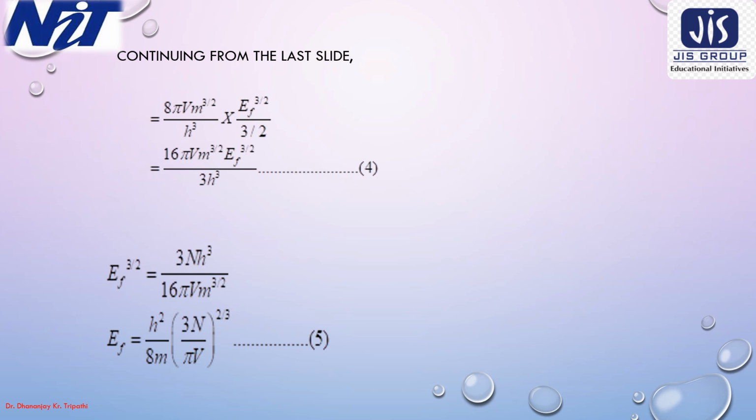So this is a very important relation which we have got, that gives us the total number of electrons in the whole ensemble. Now from that you can see that the value of Fermi energy can be found out. For that, EF will be equal to h square by 8m into (3N by pi V) to the power 2/3. That will be the value of the Fermi energy in the electron gas or metal or semiconductor.